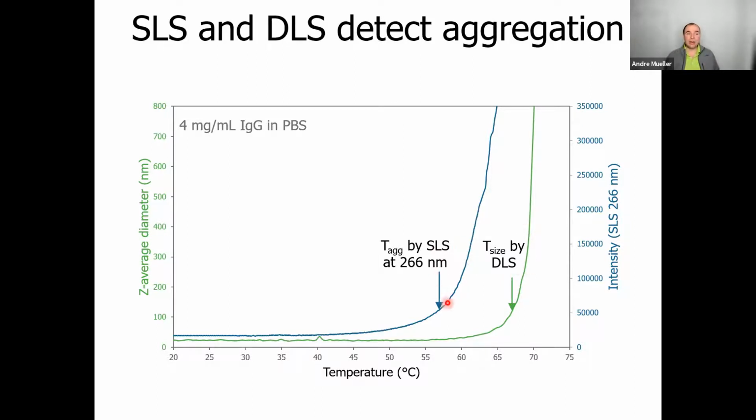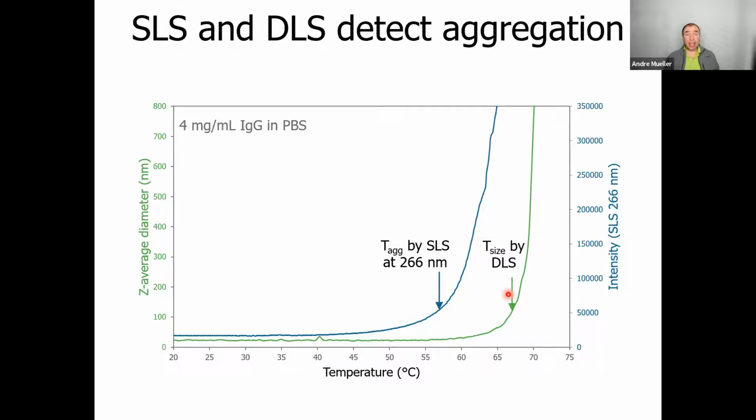However, static light scattering reacts first. Both of these techniques are very sensitive towards aggregation, but the resolution of static light scattering is higher. So our preferred way of looking at aggregation is static light scattering. Of course, confirming that with DLS is always nice.